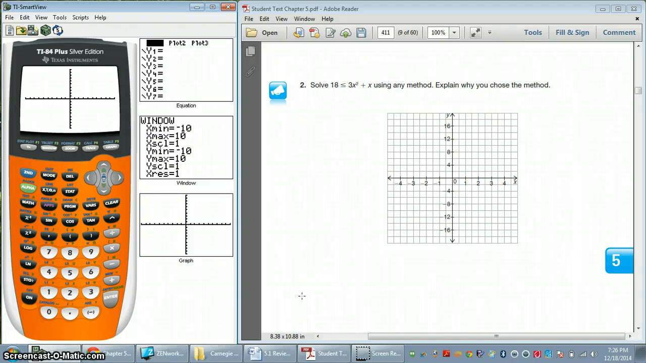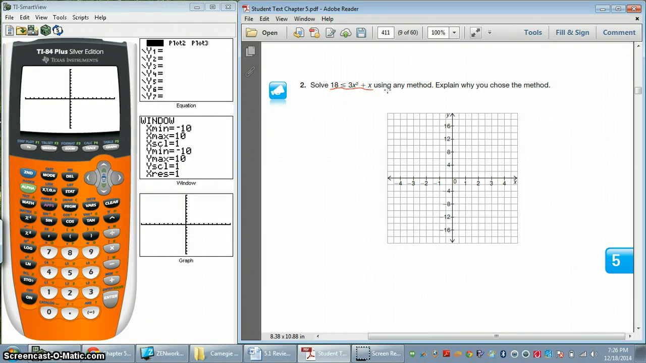Hi, this is just another video on how to solve polynomial inequalities. In this video, we're going to look at inequalities that are not set equal to 0, or not less than or greater than 0, but other values. So the first problem we're looking at is this problem over here where we have 18 is less than 3x squared plus x.